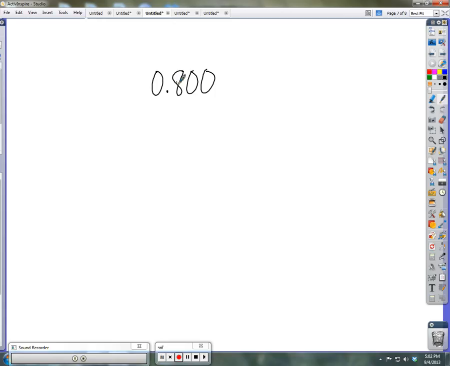So we're going to start with one that already has zeros at the end of it. If I took one of them off, an equivalent decimal for 800 thousandths would be 80 hundredths. If I took 2 zeros off of the end, an equivalent decimal for 800 thousandths would be 8/10.